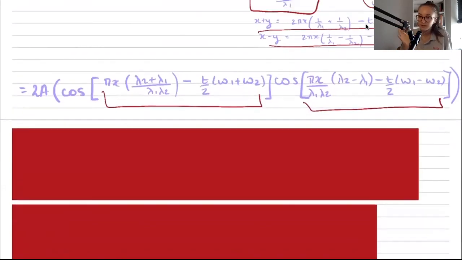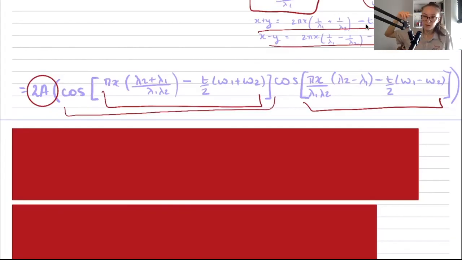And at this point, we need to remember what's happening and what we're being told. What we're told out here is that our amplitude is 2a. And then we have one cos graph here, so that will be a cos with some kind of frequency, and then the second cos here with a different frequency.